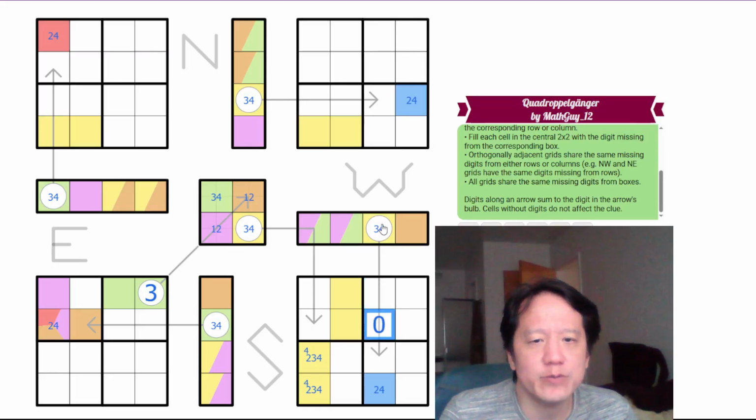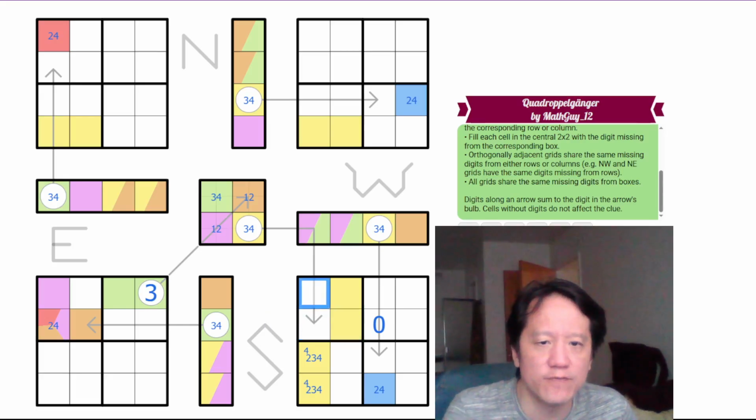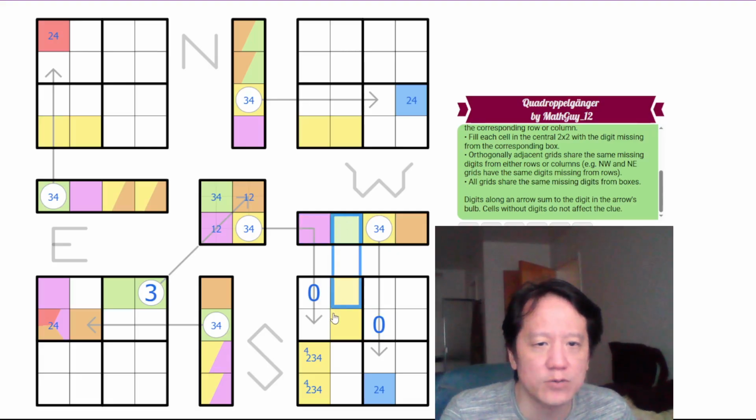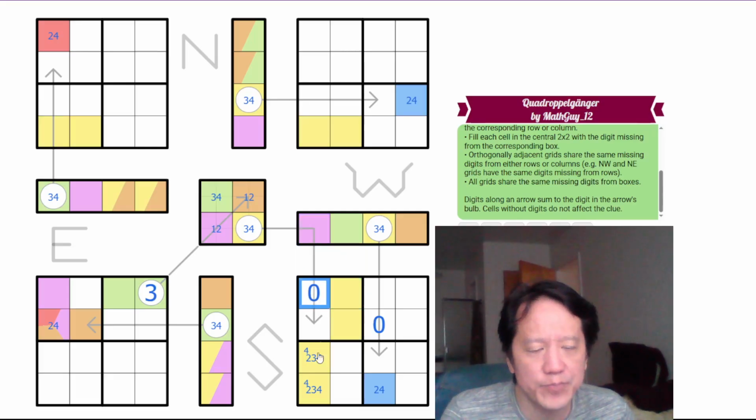Because then this 0 would be missing yellow, green, and orange, and that would be valid. That means 0 has to be one of these two cells. 0 cannot be here, so that forces this to be 0 there, which is missing orange, green, and it must be missing a non-green, so this is pink, which means this can't be pink, it's missing green. Very cool. 0 here.